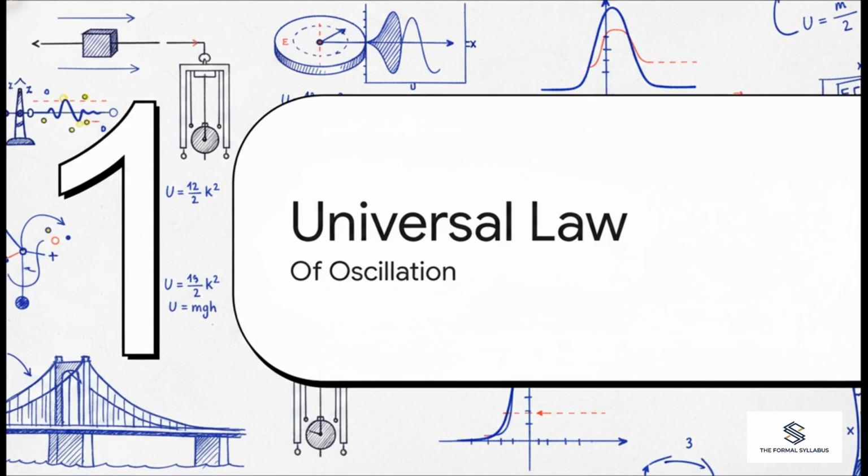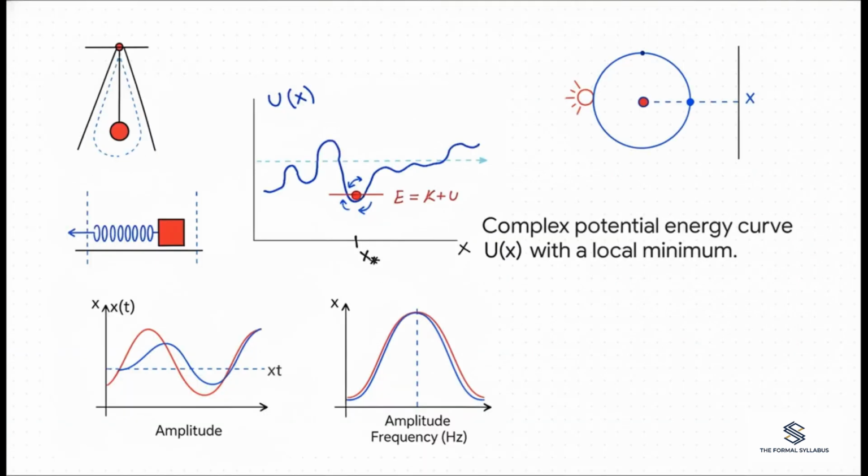Okay, part 1, the universal law of oscillation. To kick things off, we really have to tackle a massive question. Why on earth do radically different systems all seem to vibrate in the exact same way? Well, it all comes down to potential energy. Imagine an arbitrary, really complex potential energy curve. Let's just call it U of x, with a local minimum right there at the bottom. If a particle is sitting in that dip, it's at a point of stable equilibrium. If you give it a tiny push, it gets trapped. It's constrained to that small region purely because it doesn't have the energy to climb back out.